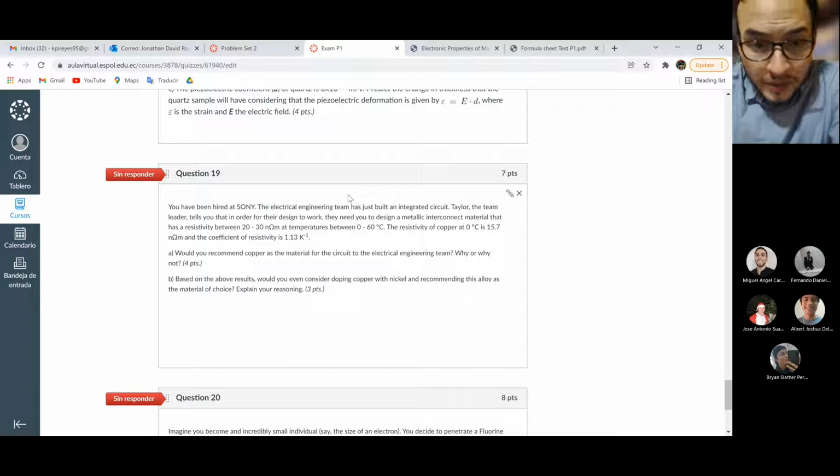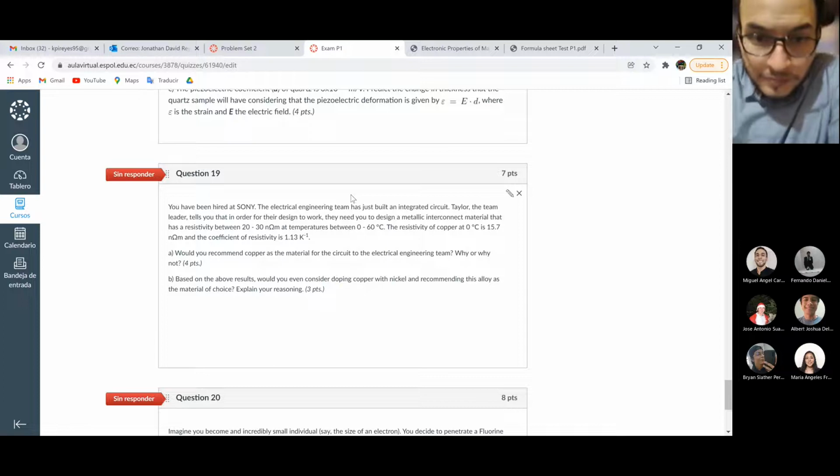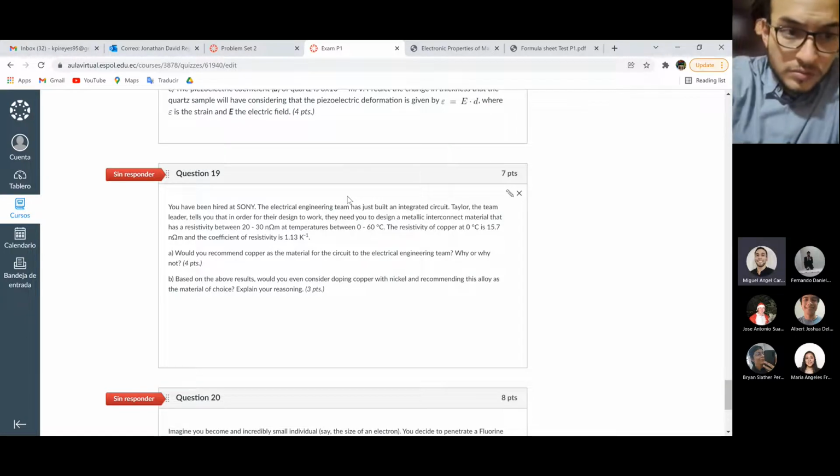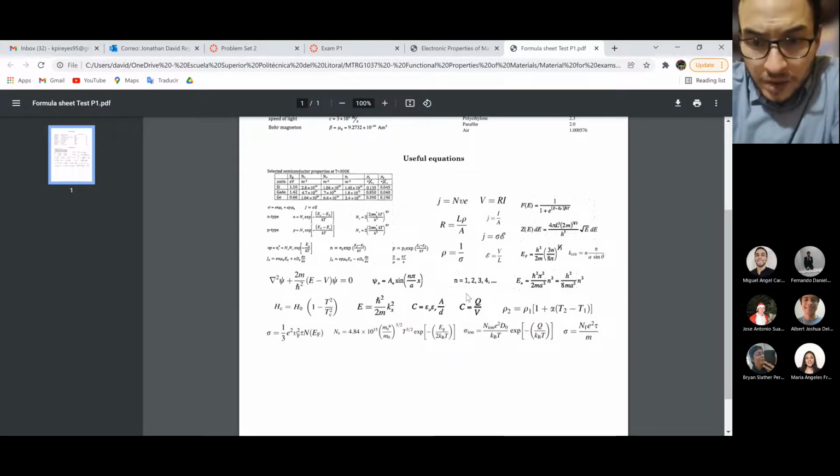What would you recommend? Would you recommend copper as the material for the circuit to the electrical engineering team? Why or why not? So what equation can I use to solve this, guys? For the one that is for resistivity, that varies with temperature. Yeah, rho 2, perfect.